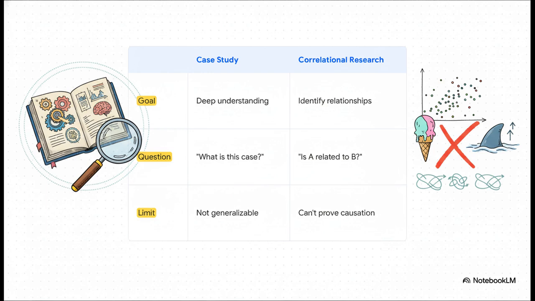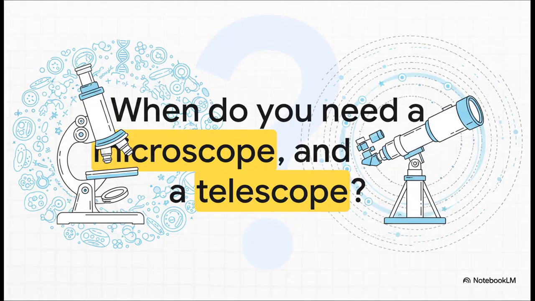This is probably one of the most important rules in all of statistics. Just because ice cream sales and shark attacks both go up in the summer doesn't mean one causes the other. And that really brings us to the main takeaway here. Choosing the right method is all about choosing the right tool for the job you need to do.